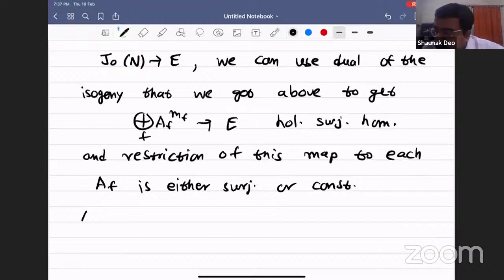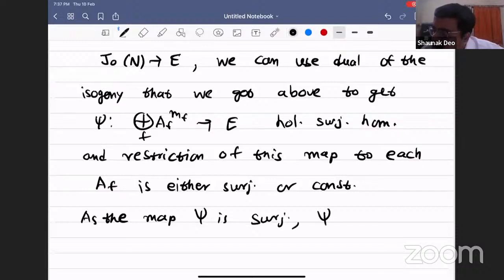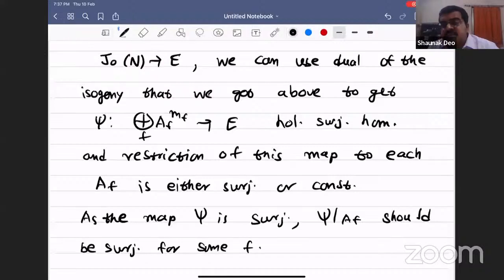So as the map is surjective, maybe I should call this something, psi. The map psi is surjective. Psi restricted to AF should be surjective for at least some F. So this means that you have a map from AF to E, which is a holomorphic surjective homomorphism. So this was the first direction.